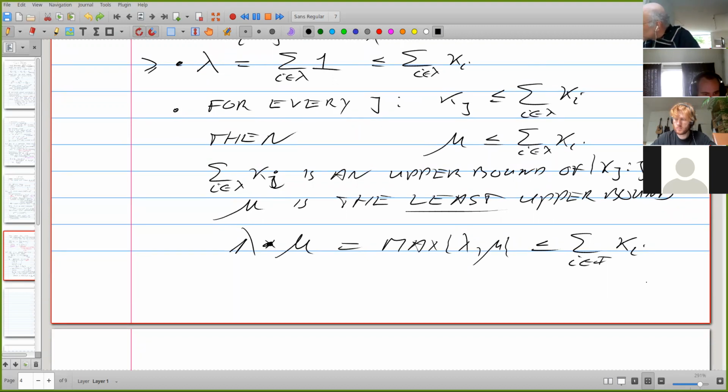Okay, so let's see. No, I think that is what I want to do in the first hour. So in the second hour, we'll do a similar thing for products. And then we will start to use all that in our calculations towards 2 to the lambda and kappa to the lambda.